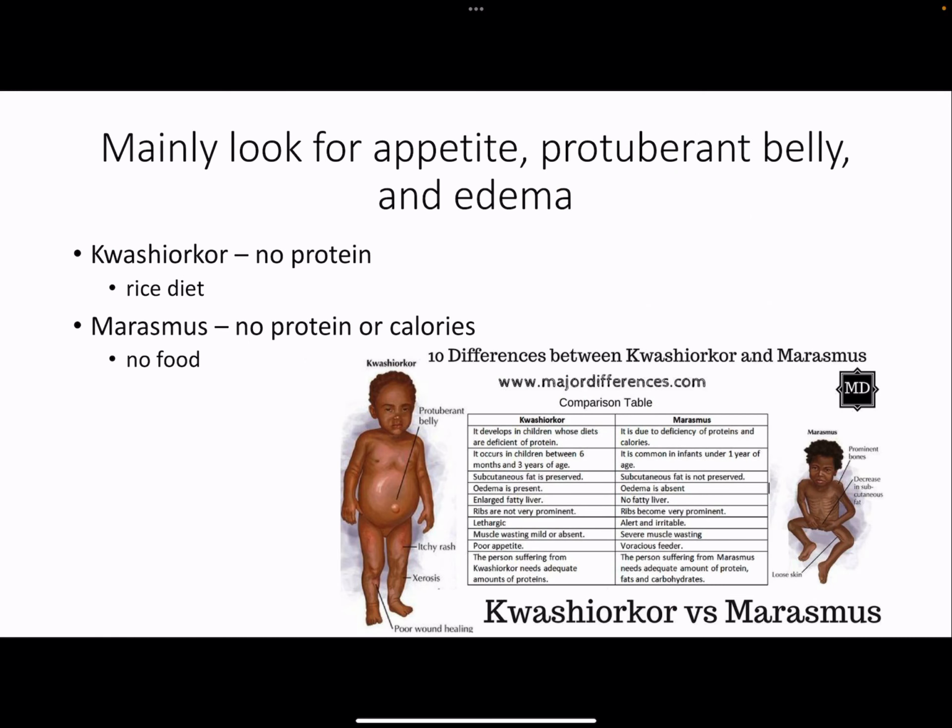Kwashiorkor is a term where you don't have enough protein in your diet. So you might be getting enough calories, but you're just eating potato chips all day, or you're in a developing country and you just have an all rice diet. I thought of the fact that some people might wash their rice, and so you're eating an all rice diet. So good on calories, but not good on protein.